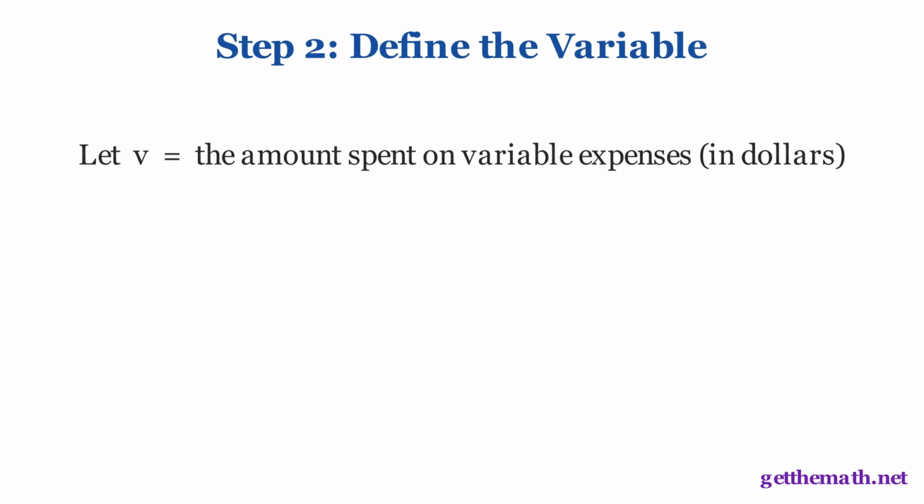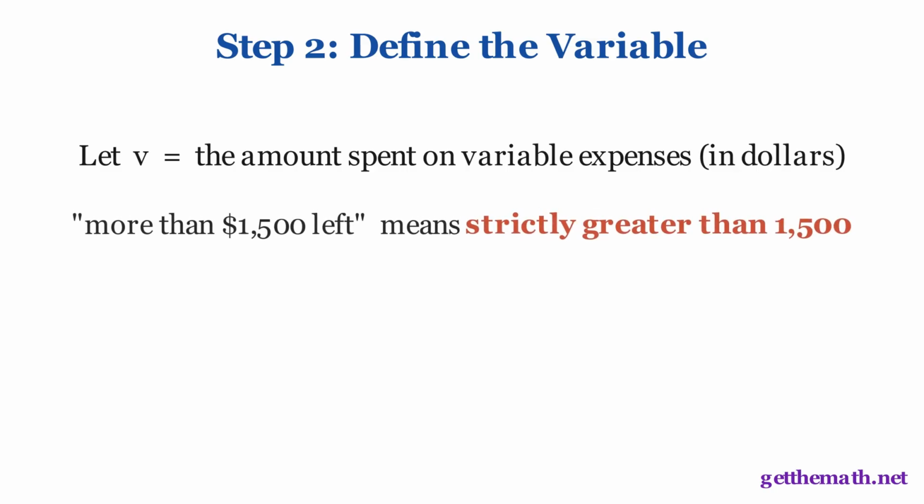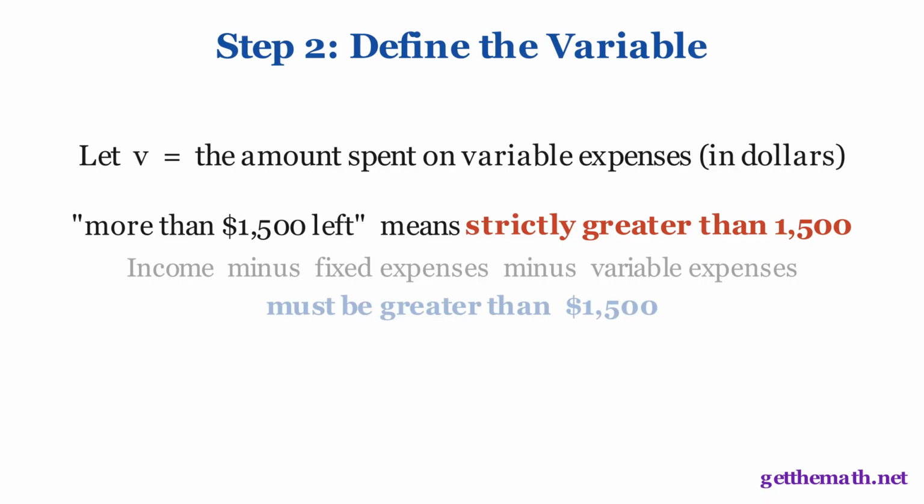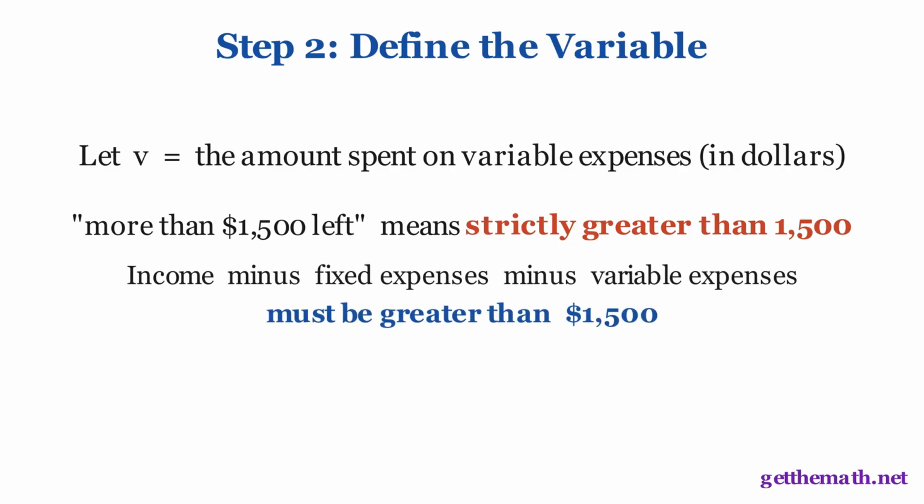Step 2. Define the variable. Let V equal the amount Carlos spends on variable expenses in dollars. The phrase more than $1,500 left means strictly greater than $1,500. So the idea is income minus fixed expenses minus variable expenses must be greater than $1,500.